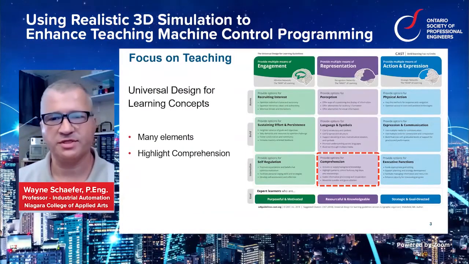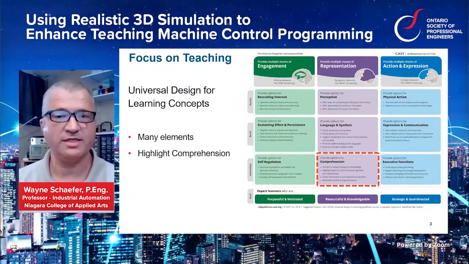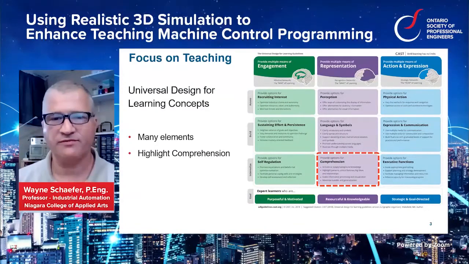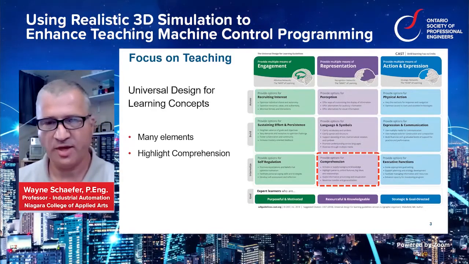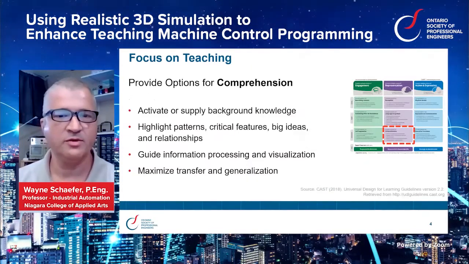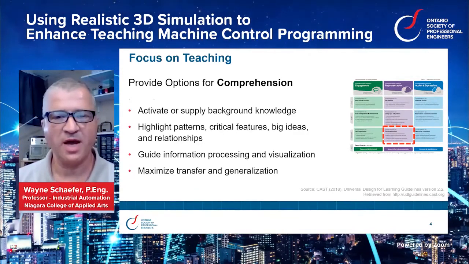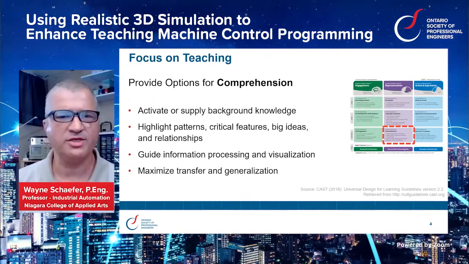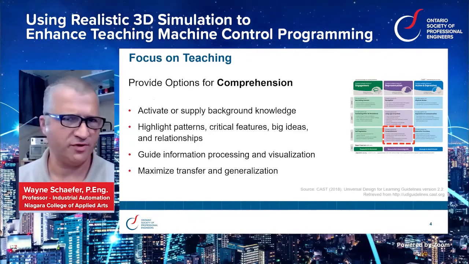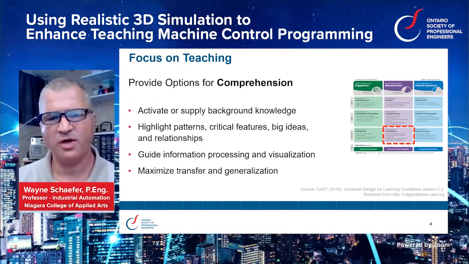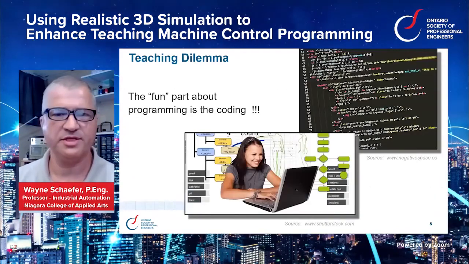If we take a look at the Universal Design for Learning concepts created by the Center for Applied Special Technology, or CAST, there are a variety of elements to consider when discussing how to best convey information in the classroom. This applies to traditional education institutions as well as industrial settings. So my focus is in that bottom middle element, which is providing options for comprehension, such as activate or supply background knowledge, highlight patterns, critical features, big ideas and relationships, guide information processing and visualization, and maximize transfer and generalization of information. So how do we accomplish this when we're teaching PLC programming?